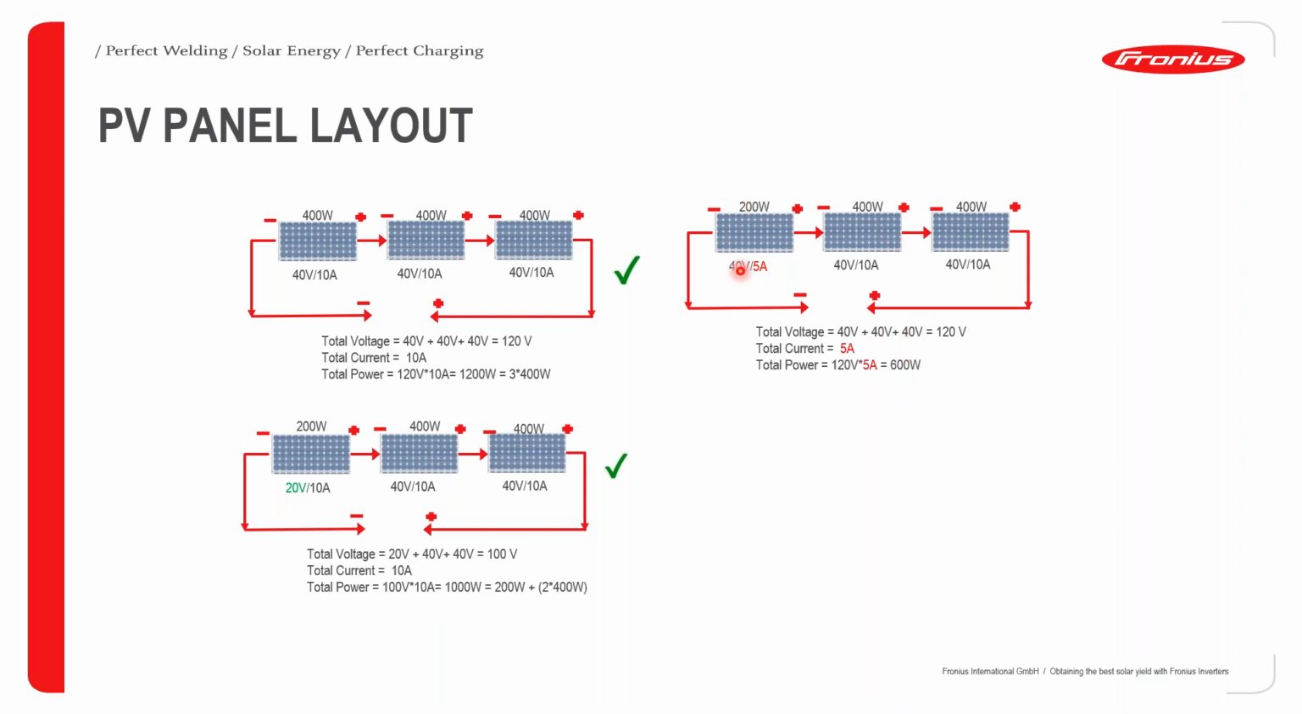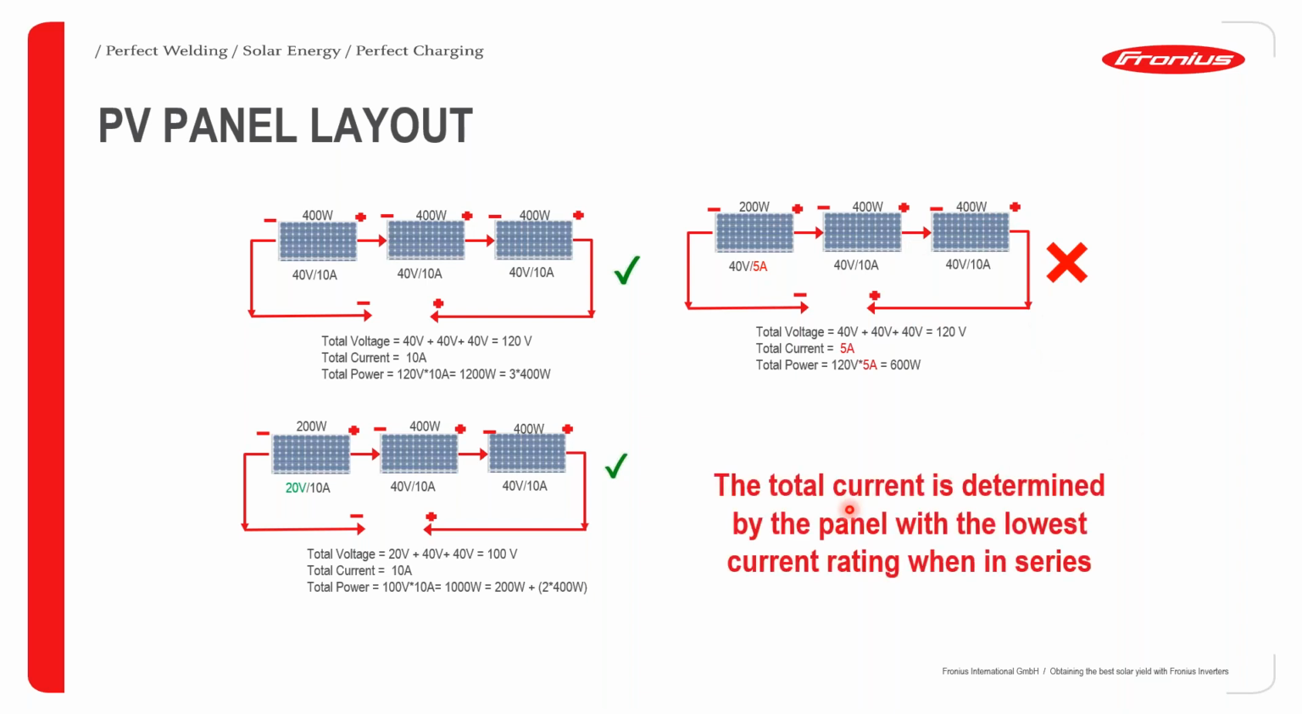So this is the effect of current on the series circuit. So this design is obviously not an optimal one. So in summary, the total current is determined by the panel with the lowest current rating when in series, as you can see.